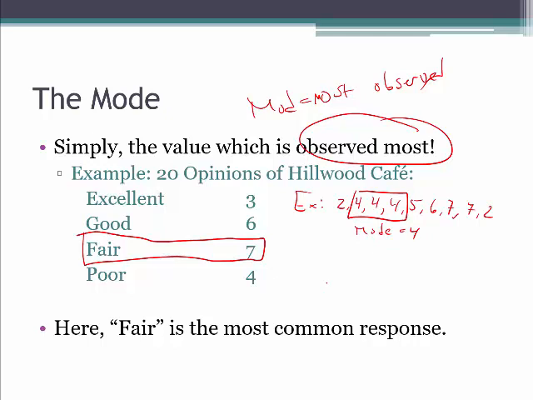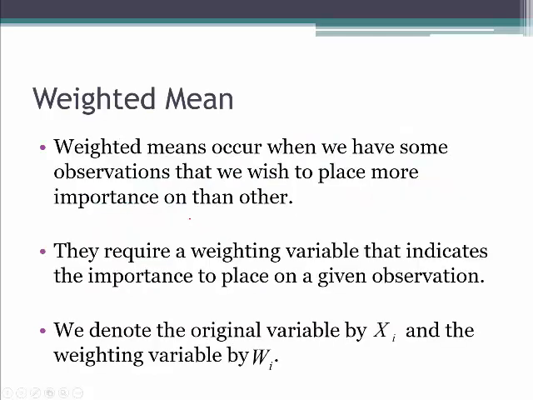All right, let's go on now and talk. The mean, median, and mode should definitely be pretty straightforward. So let's go on now and talk about something called the weighted mean. The weighted mean occurs when you have some observation that you wish to place more importance on than others. So some values are more important for whatever reason. And I have 2 examples in the slides here that will help illustrate this.